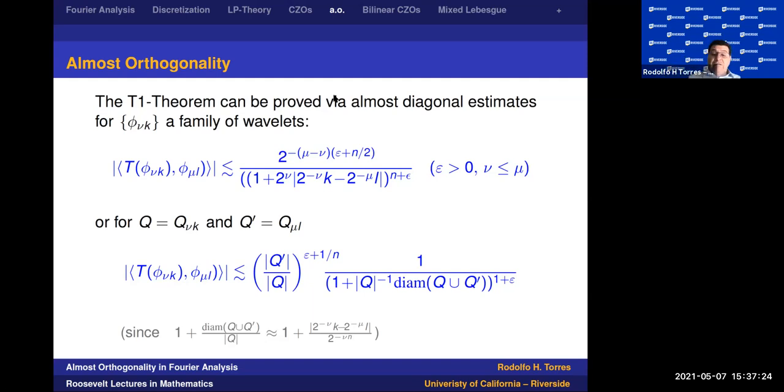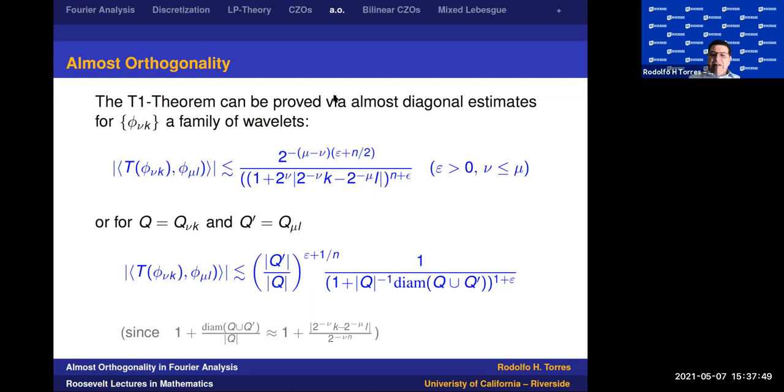Well, how can this factor be small? Well, this could only be small if Q is much larger than Q prime. In other words, if the size of Q is very different from Q prime, that means that these functions oscillate at very different scales. So when one oscillates at a very large scale and the other at a very small one, then they are invisible to each other, and this will be very small.